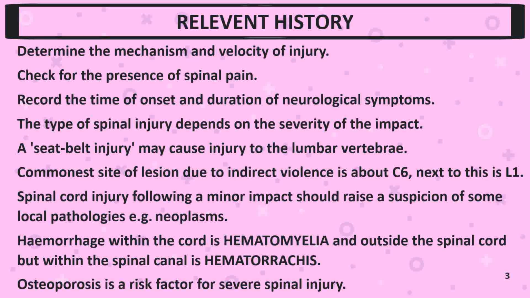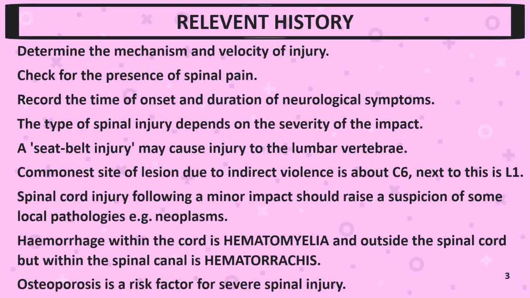Sudden stoppage of a car due to an accident or sudden braking may result in a seat belt injury, causing injury to the lumbar vertebrae. The most common site of lesion due to an indirect violence is about C6 vertebra. Next to this is L1. The thoracic region is seldom involved after an indirect impact.